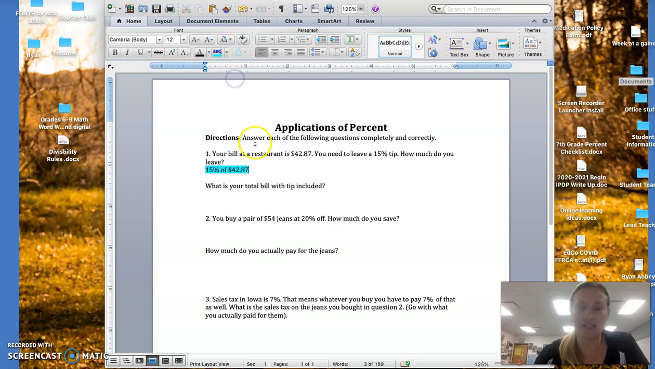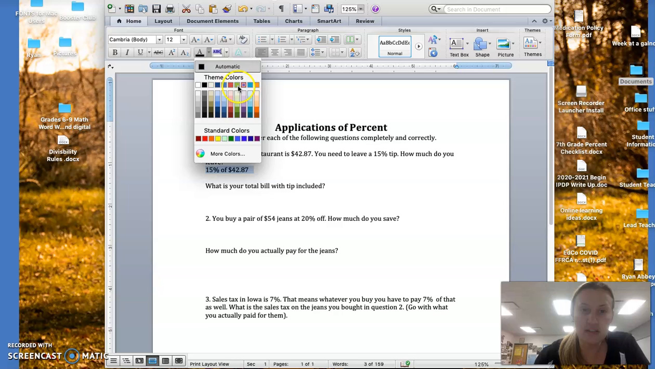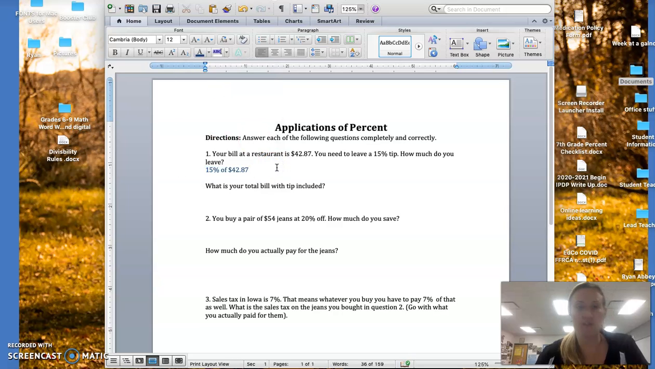I'm going to put this in a different color so you guys can see. I don't know what I just did. We're going to highlight this and do none. And now we're going to do a different color of writing. Okay, so 15% of 42.87 is what we have to find.